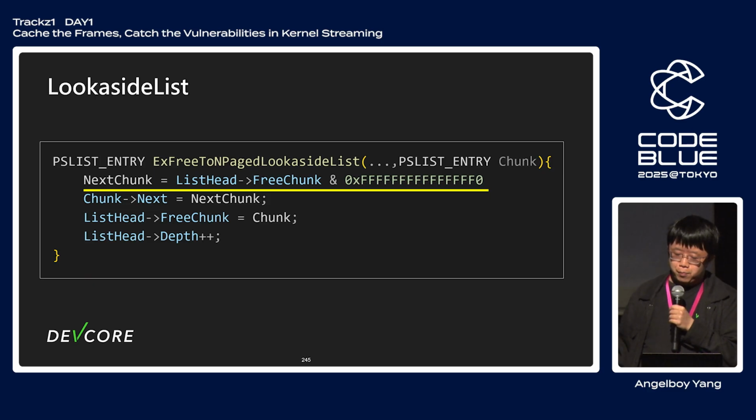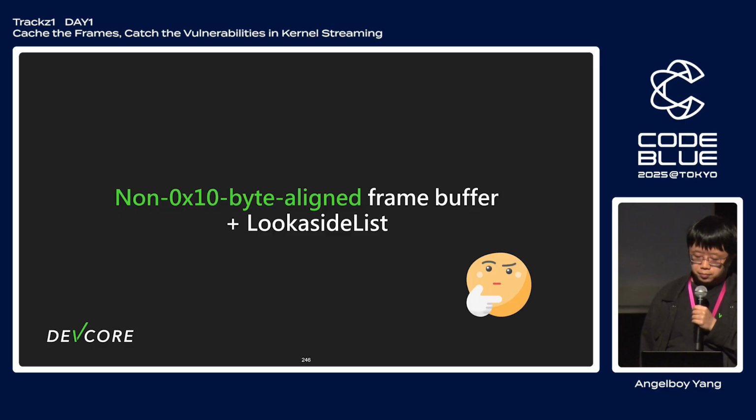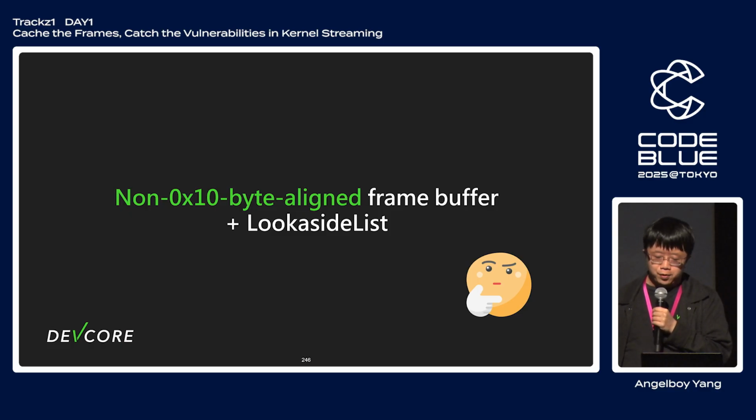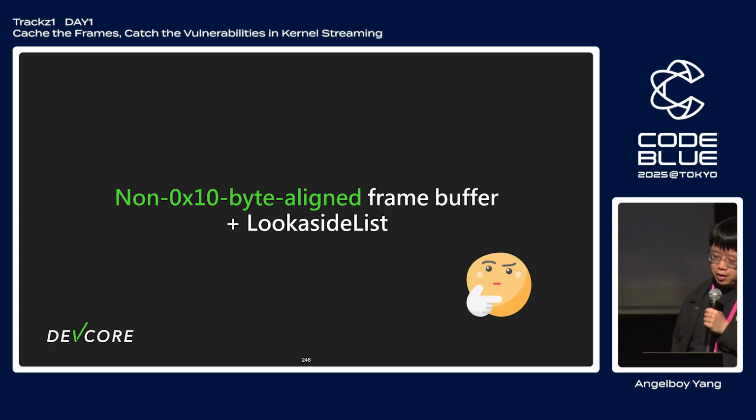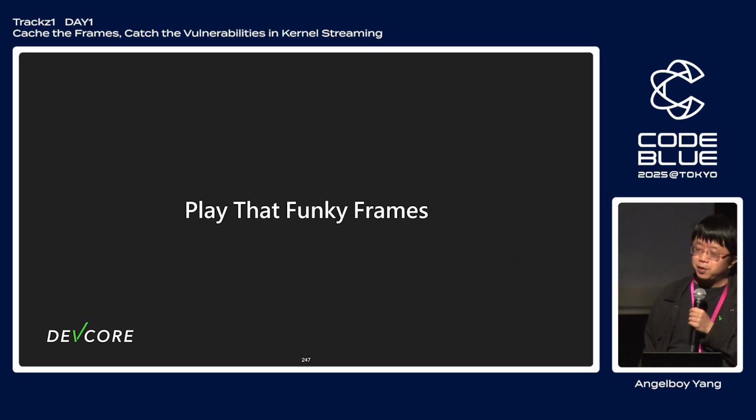Similarly, when freeing memory back to the lookaside list, it also aligns the chunk. The free routine aligns the first entry in the list. So what happens if a frame buffer that's not 0x10 byte aligned is placed into the lookaside list? Let's play the funky friend.